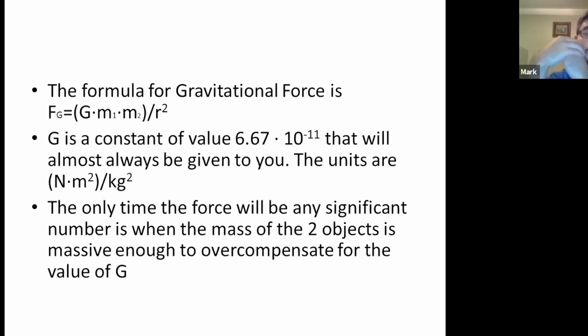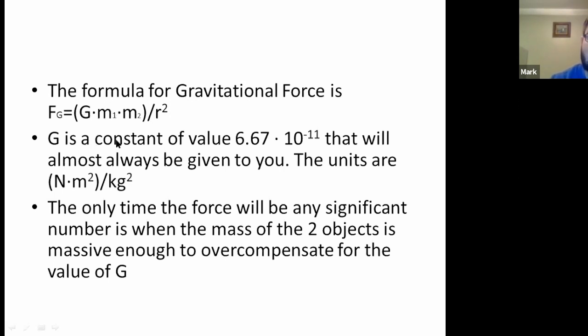Big G, as I mentioned, is a constant. Its value is 6.67 times 10 to the negative 11. I would recommend memorizing it, but they might give it to you on a test, so up to you. I would still recommend memorizing it just in case they don't. The units are newtons times meters squared over kilograms squared. Again, you can figure this out.